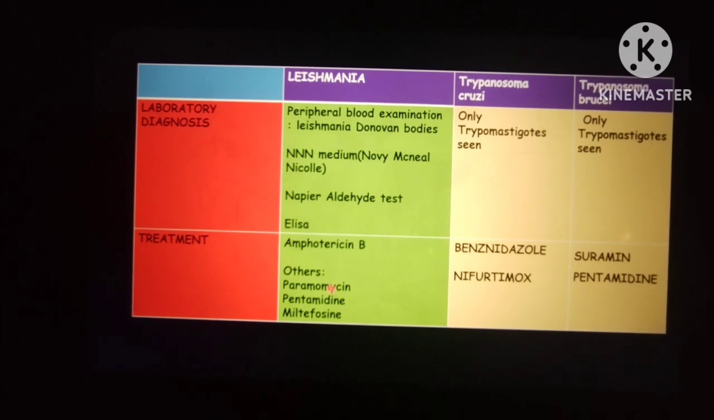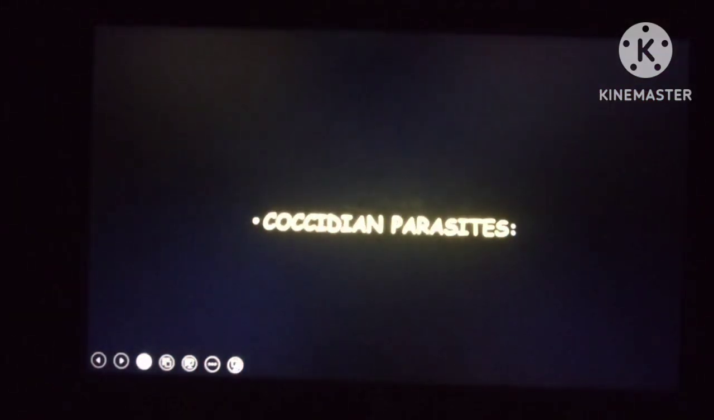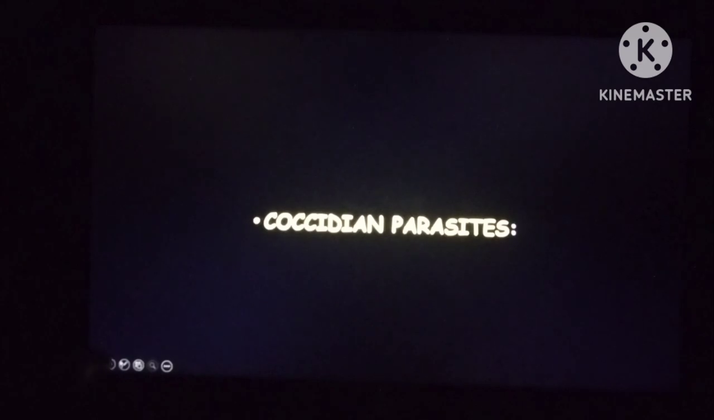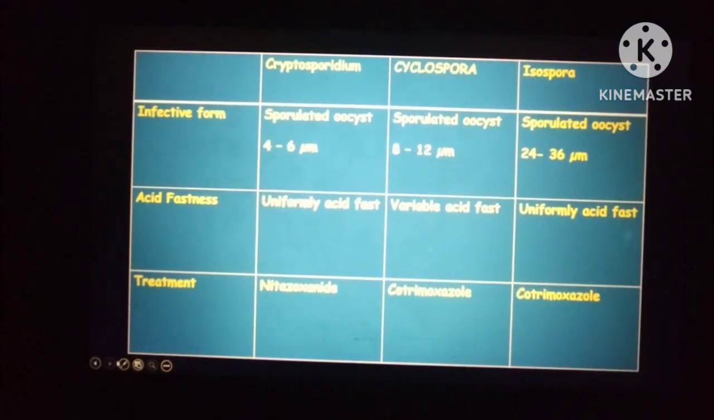Okay, so this completes the hemoflagellates. Next, it is the coccidian parasites. In coccidian parasites we'll be dealing with Toxoplasma, Cryptosporidium, Isospora and Cyclospora. So first, Cryptosporidium, Cyclospora and Isospora. Here the infective form is the sporulated oocyst for all three species.